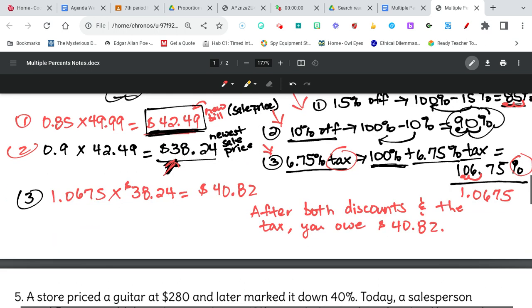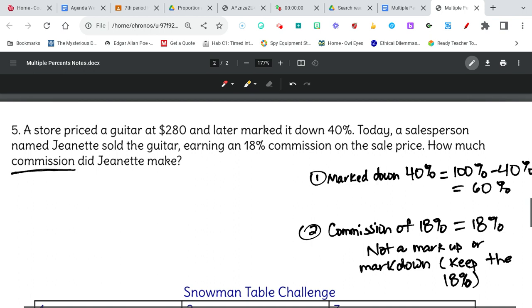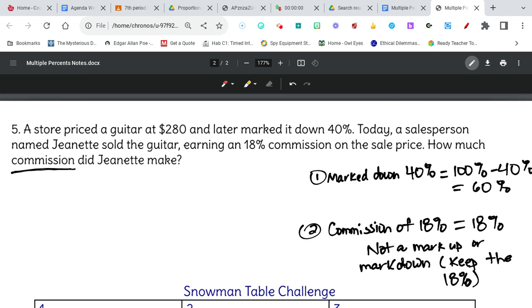All right, let's take a look at 5. A store priced a guitar at $280, but later marked it down 40%. So if they marked it down 40%, you're not going to be paying 40, you're going to be paying 60%, which is equivalent to 0.60 or 0.6, guys. So I'm going to be paying 60% of that 280.